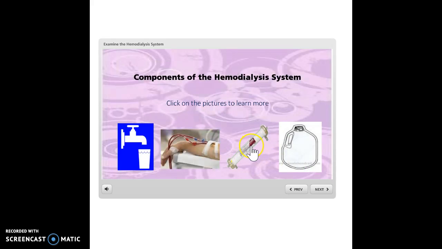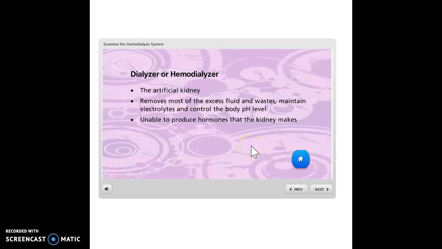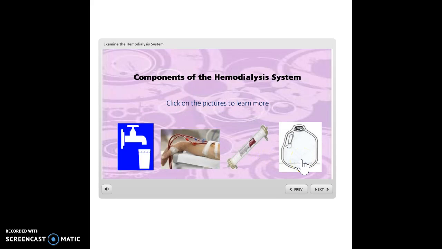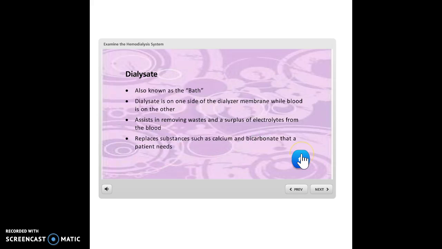This is a picture of a dialyzer. It is the artificial kidney. This is what's going to be removing most of the excess fluid and waste, and also maintaining the electrolytes and controlling the body pH. A downfall of this is that it's unable to produce hormones that the kidney would typically make. Then this jug here is going to be the dialysate, also known as the acid or bath. All 3 names are used interchangeably. They all mean the same thing in dialysis.